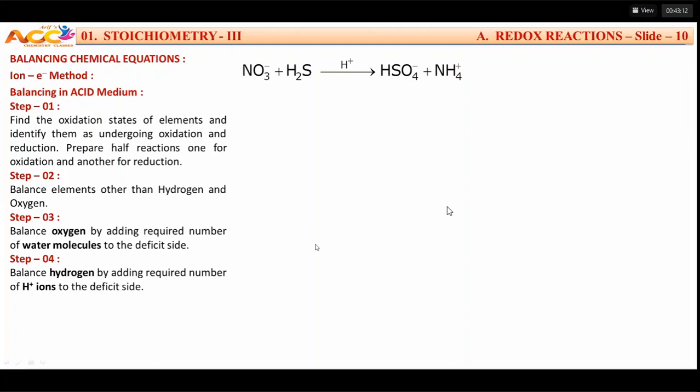How to balance charge? Very simple, add electrons. Wherever we have more positive charge, add electrons. Wherever we have less negative charge, add electrons.